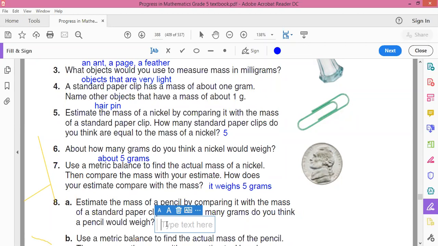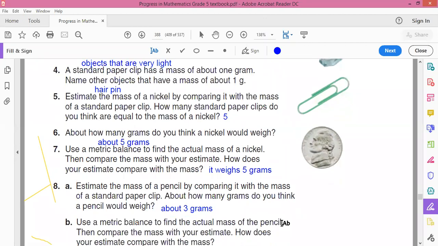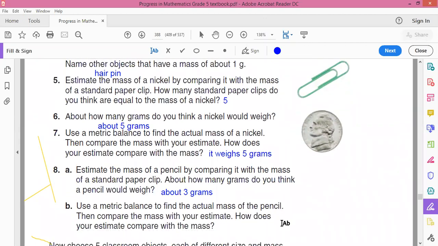Ahmad, could you please tell me? 2 grams, because it's not heavy. No, because it's wood. And do you have any idea about a paper pin? Not 2 grams, it will be more or less than a nickel, I think. Teacher, I have a pencil. A pencil is not that heavy. It is very light. So you can say about 3 grams. Because a nickel is maybe metal, and metal is heavier than wood.